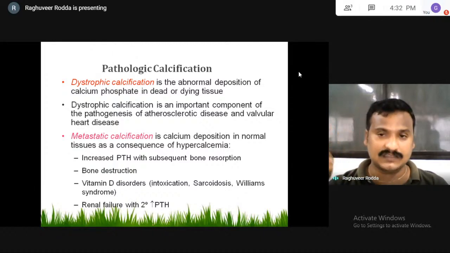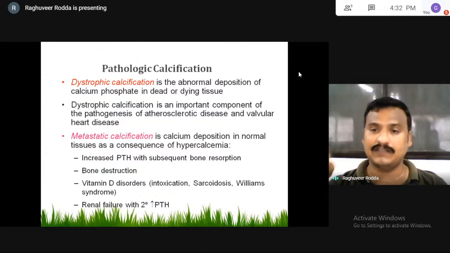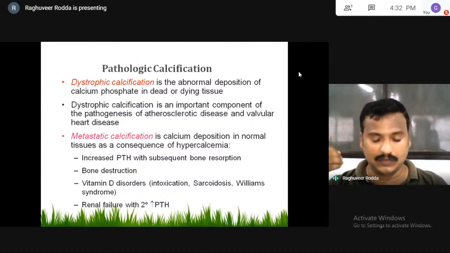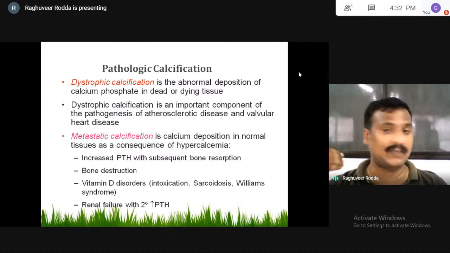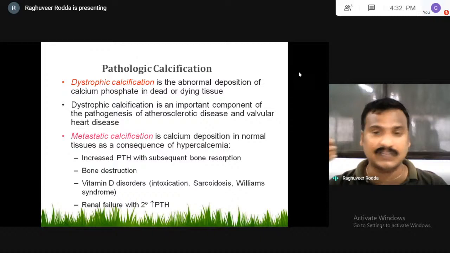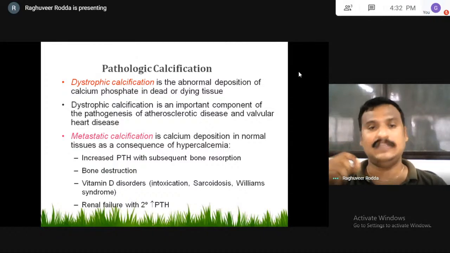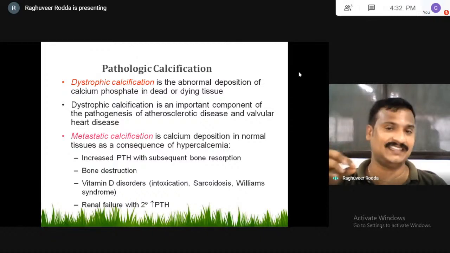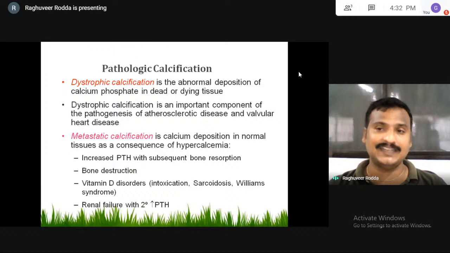And in the walls of the heart, when the heart encounters angina pectoris, hypoxia, ischemic conditions or myocardial infarction, whatever calcium is present in the blood will start depositing on the necrotic tissue of the walls of the myocardium layer, and that will cause valvular heart disease. So whenever calcium is deposited in the dead cells, or calcium moves from extracellular to the dead cells, that is called dystrophic calcification.